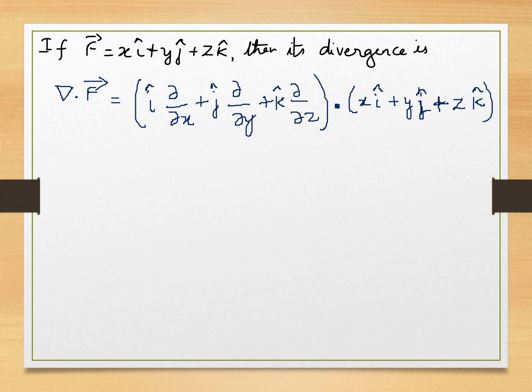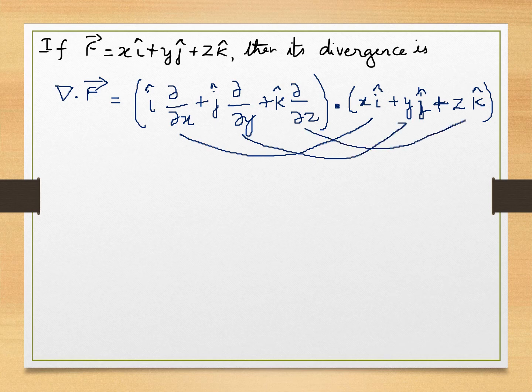As the operator dot is present here, the product will be the coefficients of similar unit vectors, that is i cap with i cap. So these two will get multiplied, then j cap with j cap, then k cap with k cap. Those multiplications will only occur. The remaining terms, even if we multiply, will simplify to 0, so we ignore that.